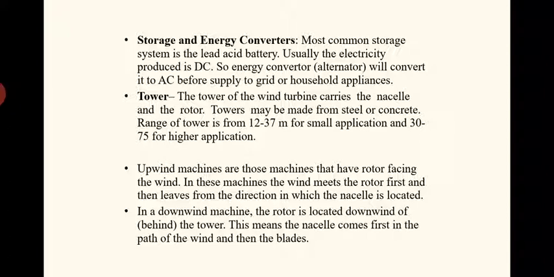Now based on the direction of the wind and how the rotor is placed, we will have two categories of wind turbines, that is upwind machines and downwind machines. Upwind machines are those machines that have a rotor facing the wind. In these machines the wind meets the rotor first and then leaves in the direction in which the nacelle is located.